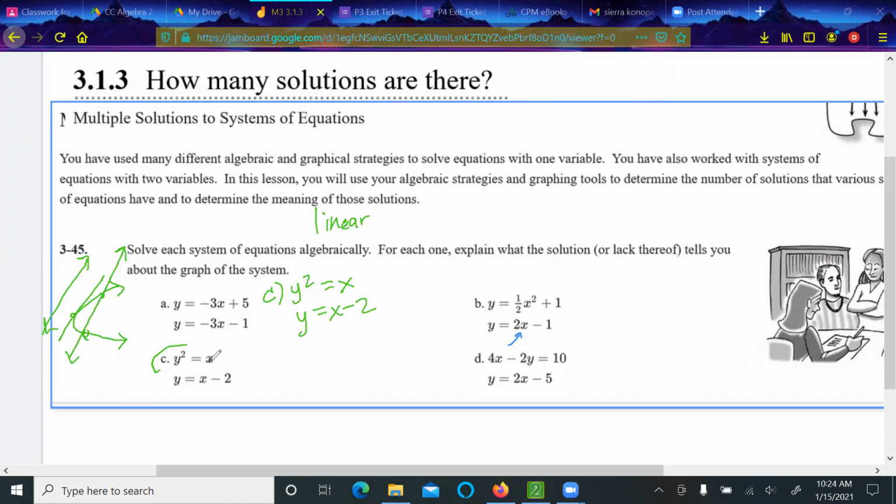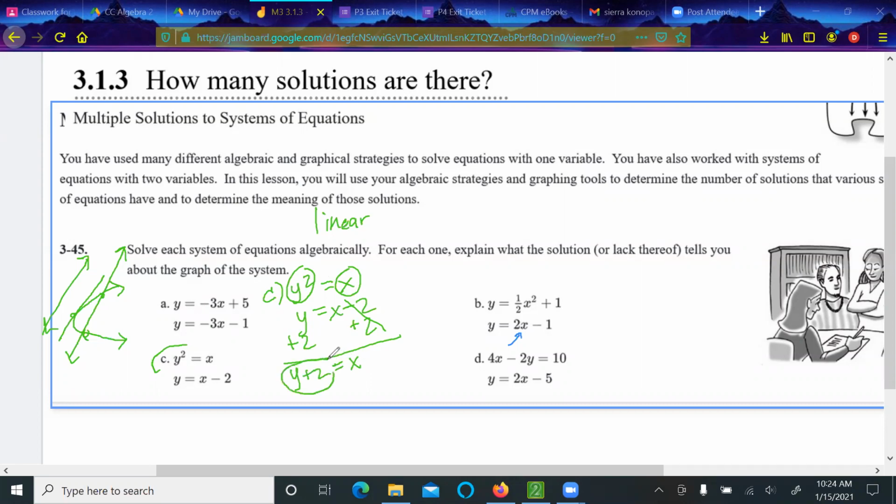Okay, so the easiest way to do this, I think, is to solve both of them for x. So this one is already solved for x, right? x is equal to y squared. Well, let's solve this one for x. Let's add 2 to both sides. If I add 2 to both sides, I get x equals y plus 2.